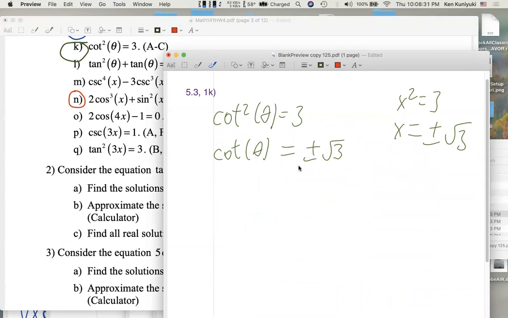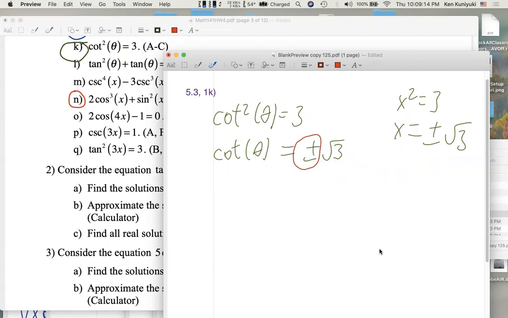Okay, cotangent theta is plus or minus root 3. So that's a key thing that people forget. They forget that it's a plus or minus. All right. So is that where you may have gotten hung up? Did you remember to put plus or minus? Ah, okay, so then you're losing about half the solutions.